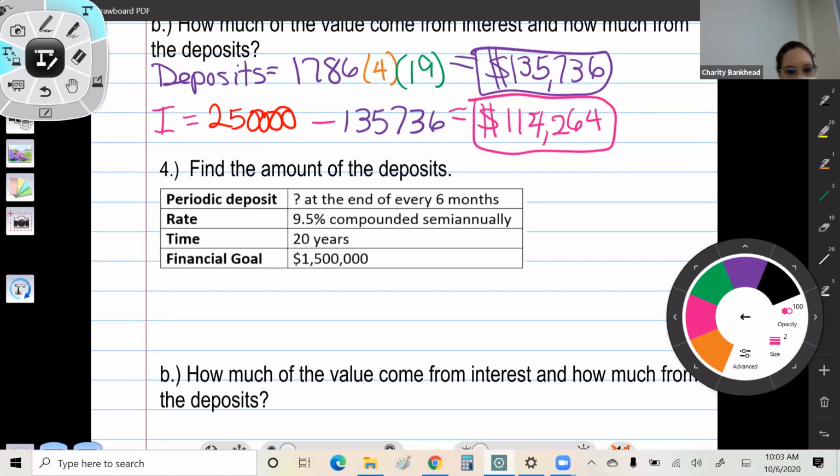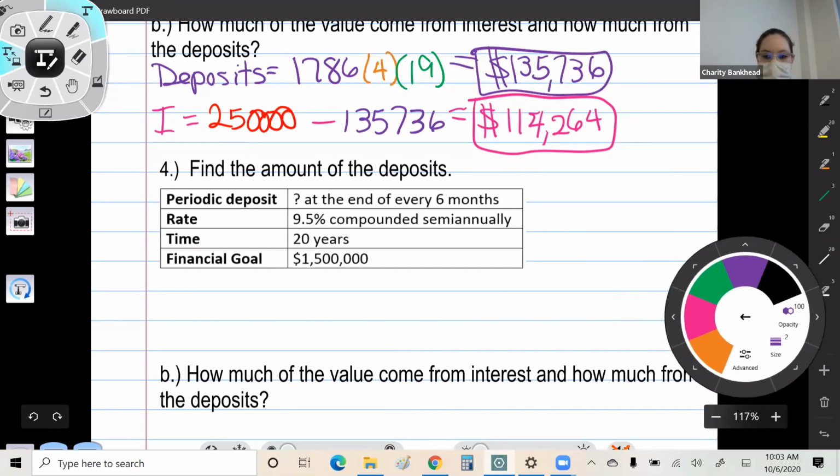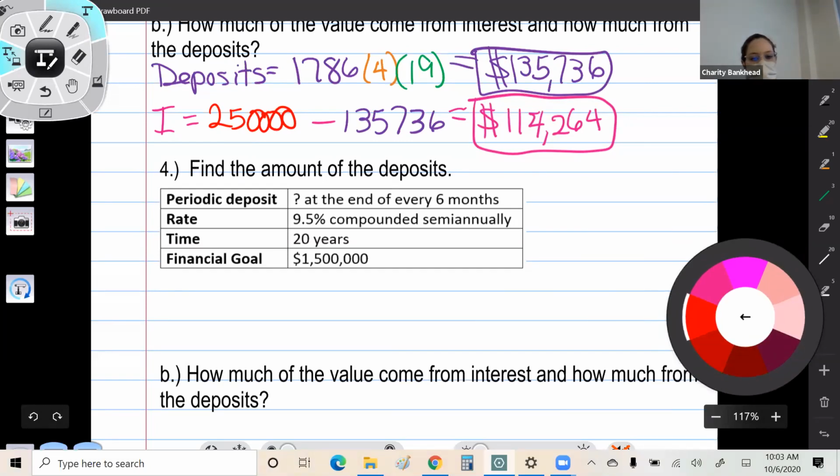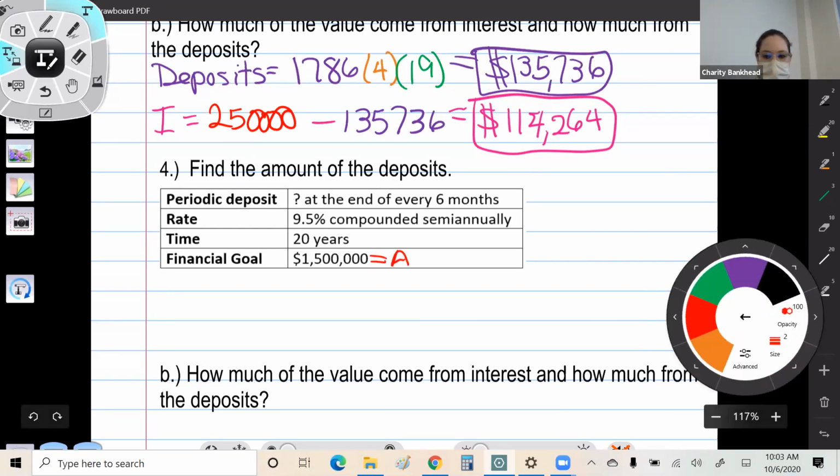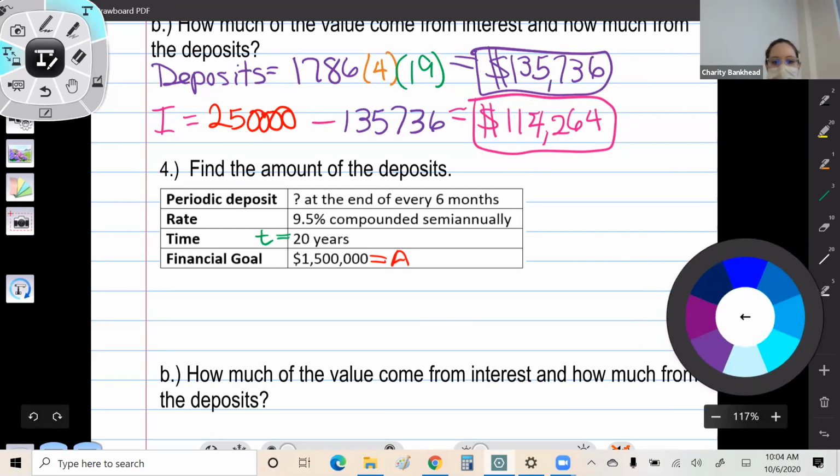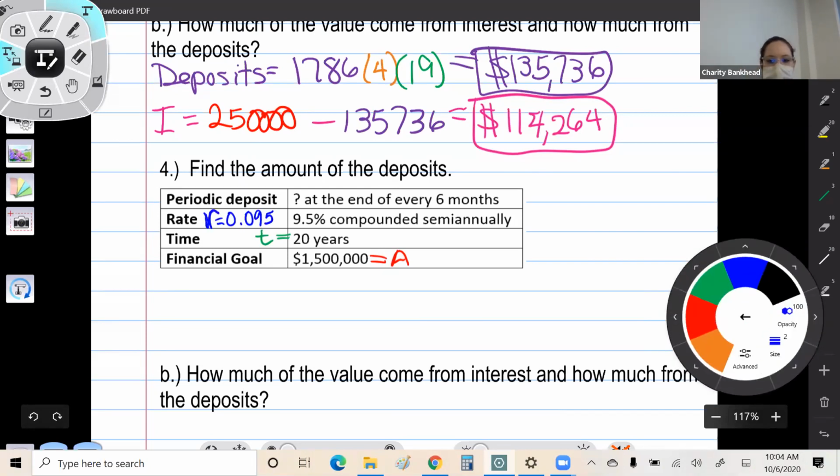Okay, so number 4, same thing. So we're trying to reach our financial goal of $1.5 million, and we wanted to complete that goal within 20 years. So 1,500,000 is A, T is 20 years, and our account earns 9.5%. So R equals 0.095. That is compounded semi-annually, which means 2 times a year. So N is 2.